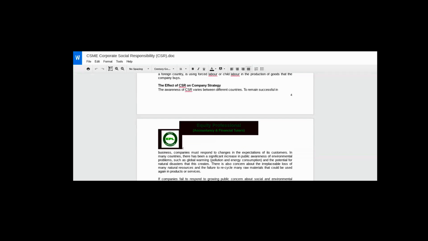Another effect of CSR is that it helps the company to respond to changes in the expectations of the customers. Meaning that if the company does a CSR that the customer truly perceives positively, that will bring about reinforcement of positive behavior by the customers. And this will reflect in patronage and acceptability of the company's brand.